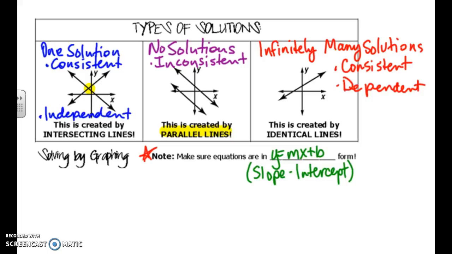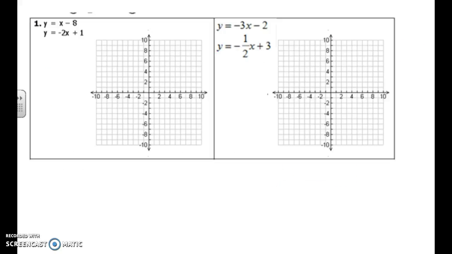Okay, so we're going to practice some of these and see where that gets us. Basically, we're going to be graphing two lines on the same graph, and that's it. Okay, this one's nice. It's already set up for you in slope-intercept form, so you just have to graph them and see where they cross. So let's go ahead and graph them. Hit pause, graph each line.